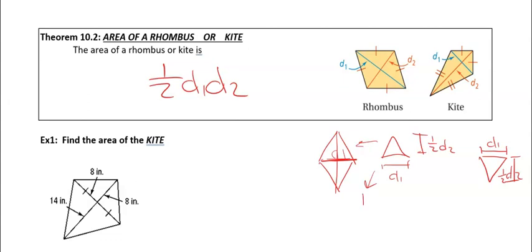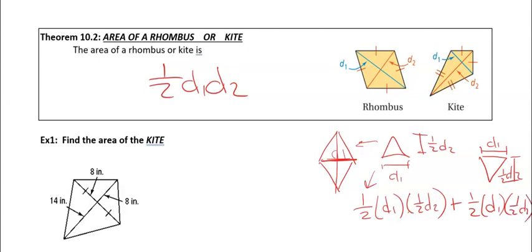1/2 base times height. So I'm going to put the information in. 1/2 base, the base of this thing is diagonal 1, and the height is 1/2 diagonal 2. Then I'm going to add the other one, which is exactly the same. 1/2 its base, which is diagonal 1, and then 1/2 diagonal 2 would be the height.